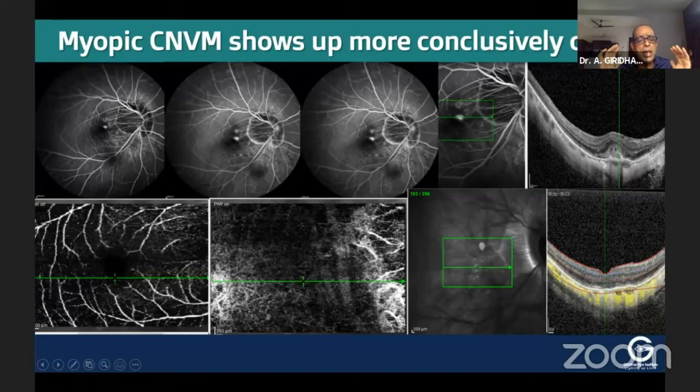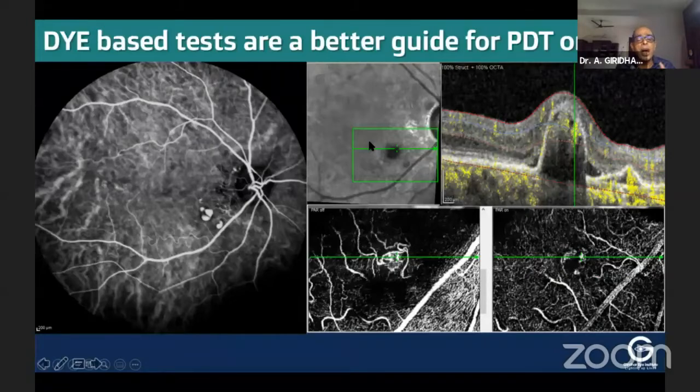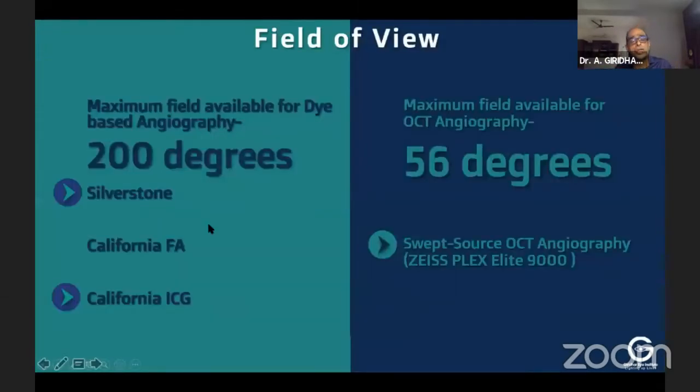Myopic CNVM, they say Octa is very useful, but suspicious CNVM like this is missed in Octa. But at least you see a suspicious leakage in fundus fluorescein angiogram. And basically for PDT-based treatment, you need to really define the complete network, which is beautifully seen in an ICG angiogram. In an Octa, you may see a network, but the exact extent of the network and the polypoidal network, the presence of the multiple polyps is beautifully delineated only with a dye-based angiogram.